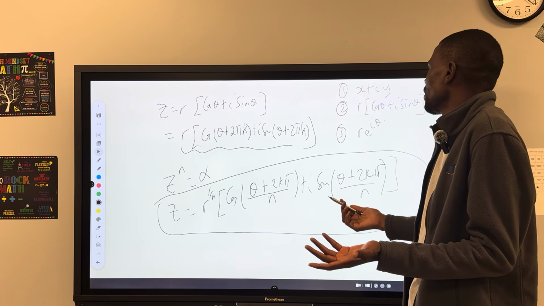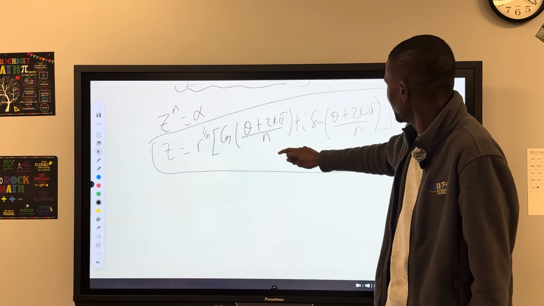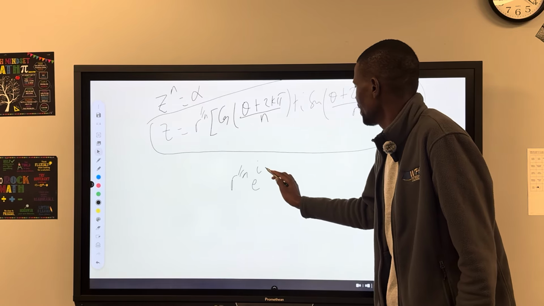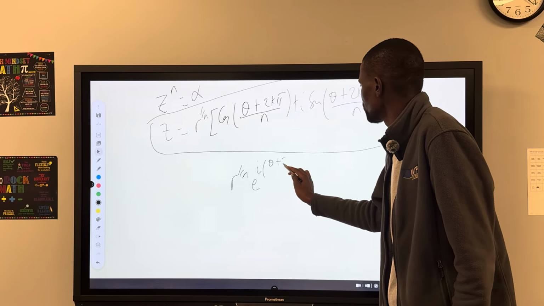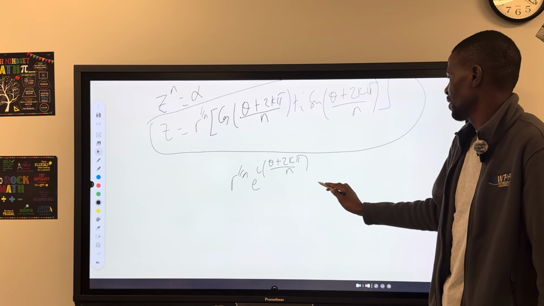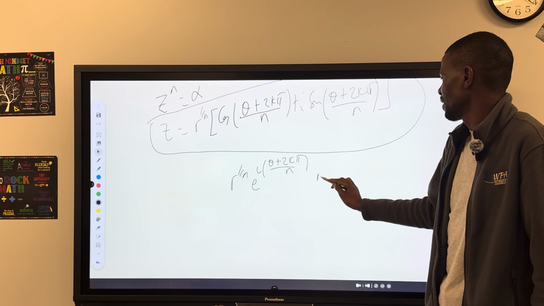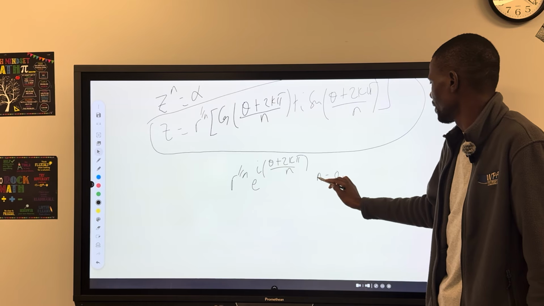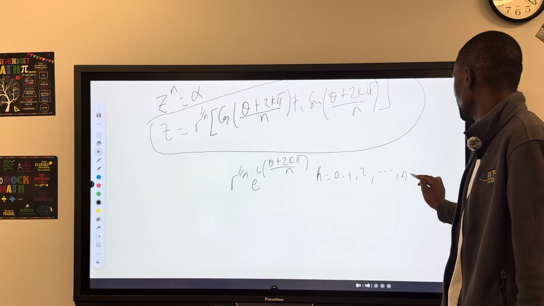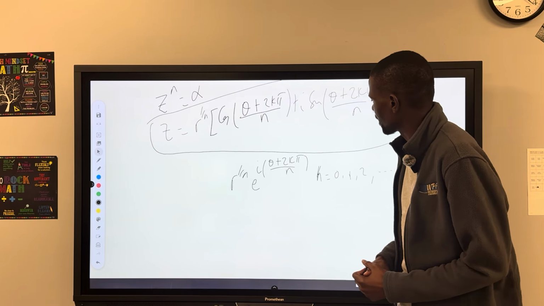But the good thing is when it's expressed in exponential form, the formula is just r to the 1 over n, then e to the i, and instead of theta, you're now saying theta plus 2k pi over n. In this case, k will be equal to 0, 1, 2, up to n minus 1, where n is the exponent, which is the degree of that polynomial.